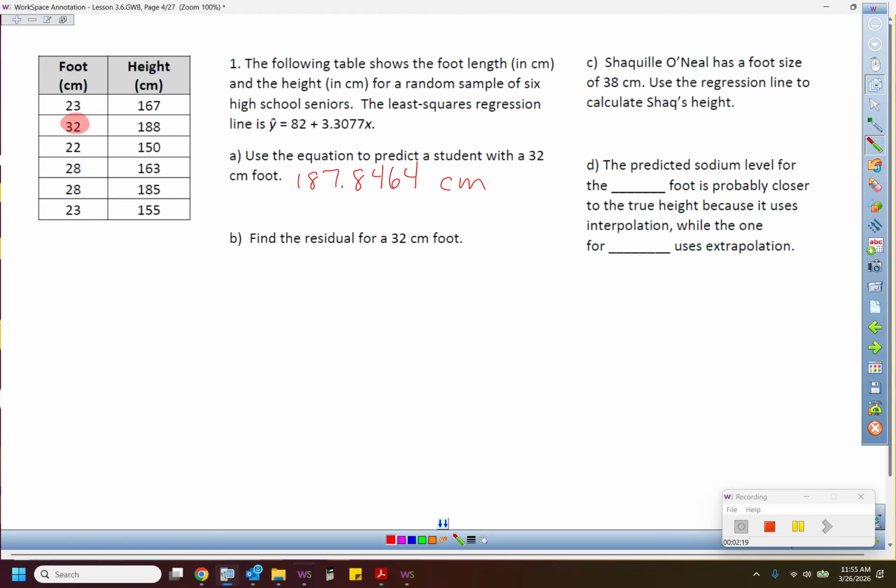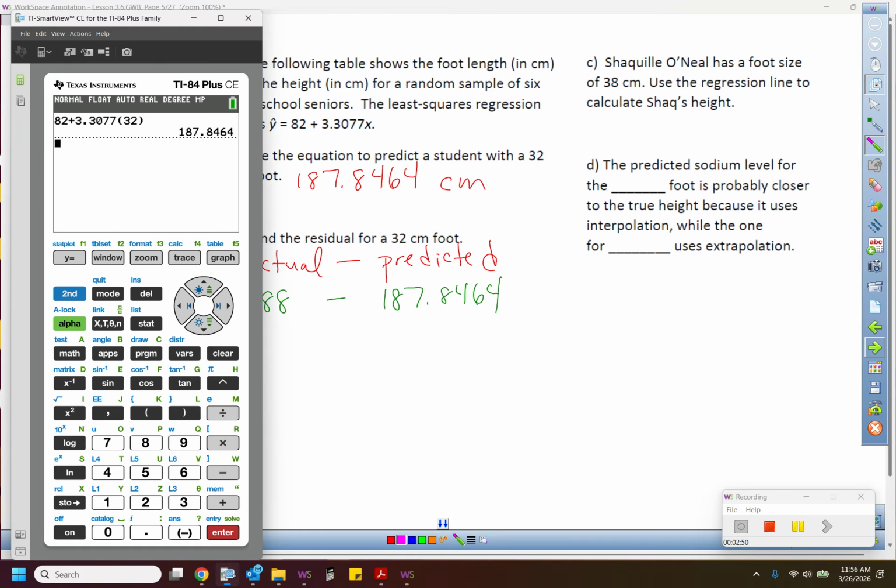So they ask us to find the residual. That means how far off they were, like we did last time. It was either actual minus predicted or predicted minus actual. We're going to look at this first. Yep, it's actual minus predicted. I'm just going to refresh my memory. The actual value is 188, and the predicted value was this, and you need to subtract those from each other.